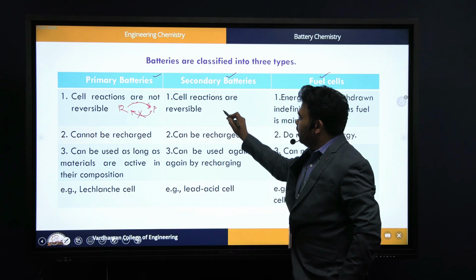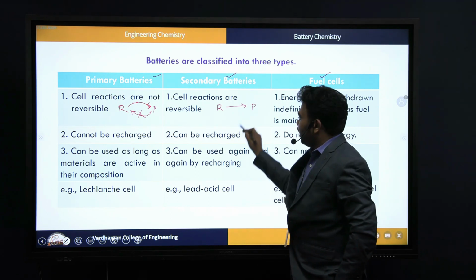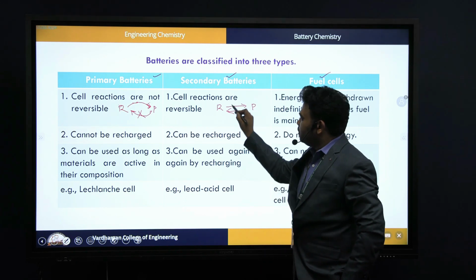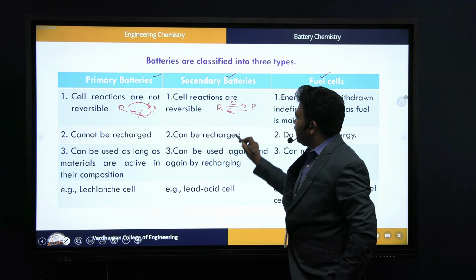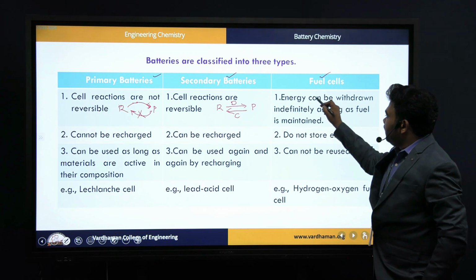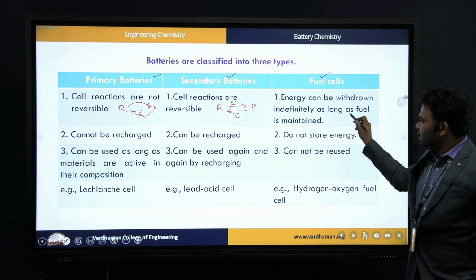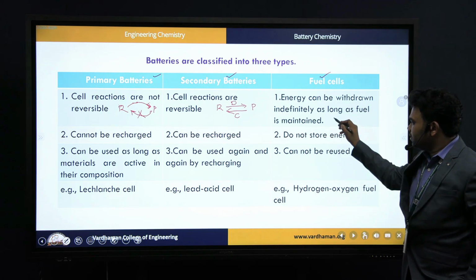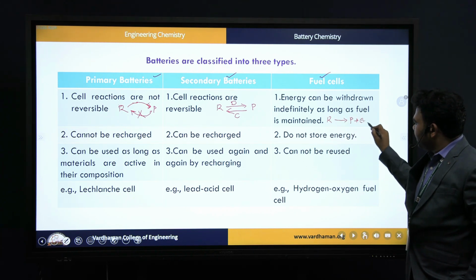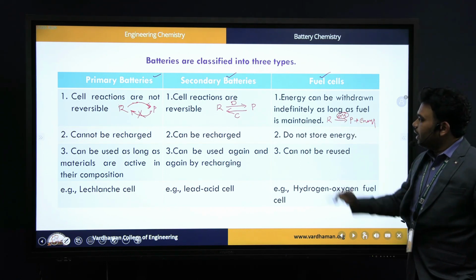If you take secondary batteries, reactants are converted into products, and then again products are converted into reactants. When reactants are converted into products, it is during discharging of the battery. When products are converted into reactants, that happens during charging. And if we move to fuel cells, energy can be withdrawn indefinitely, as long as the fuel is maintained. The meaning is, if we supply the reactants, they convert into products and energy is released. There is no storage capacity in between.